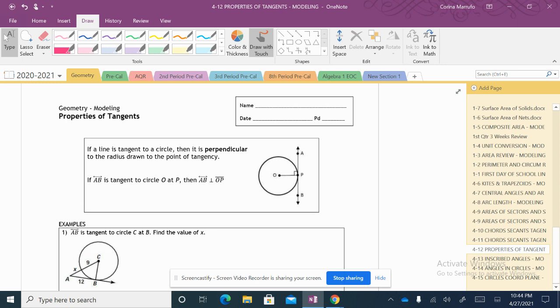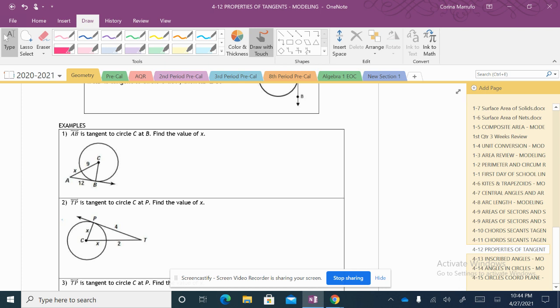Okay? So then here it says AB is tangent to circle C at point B. Find the value of x. Okay? So let's see. They tell us from here to here is 9, which is a radius. So that means from here to here is also 9, because it doesn't matter which way you go out from your circle, it's all going to be a radius from the center out to the circle.